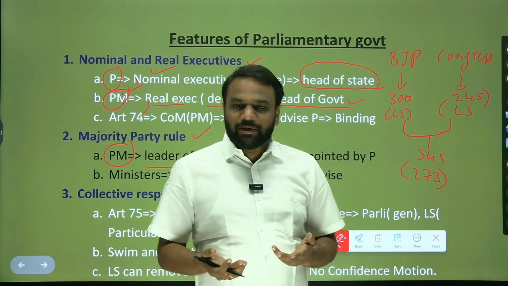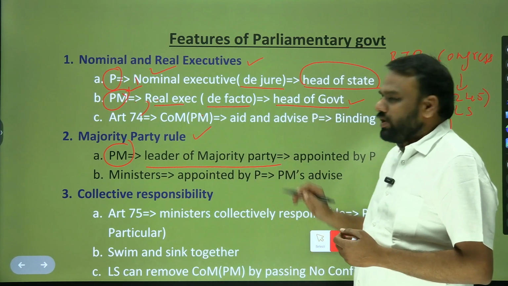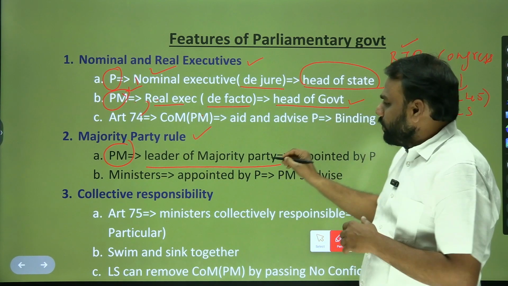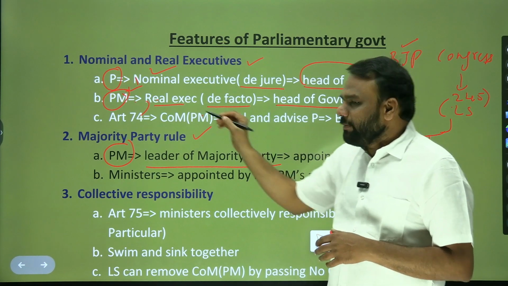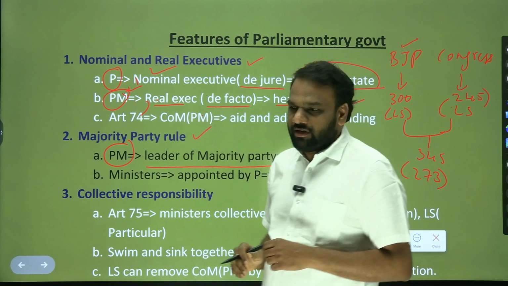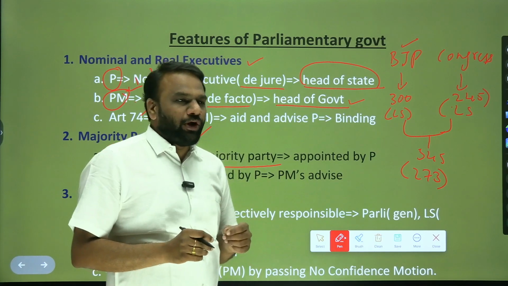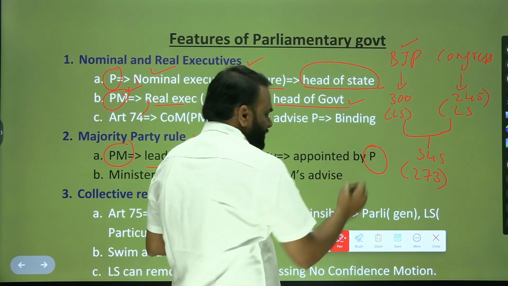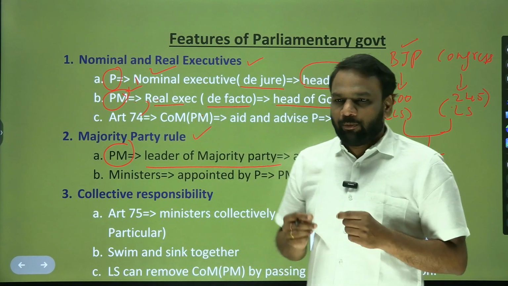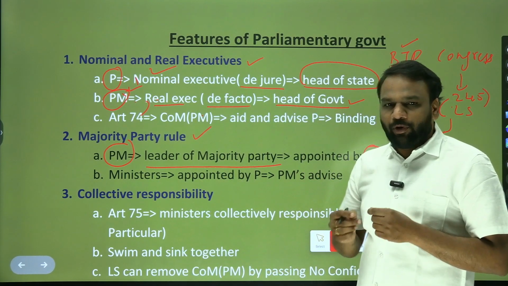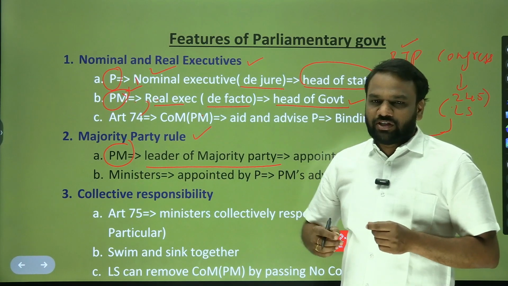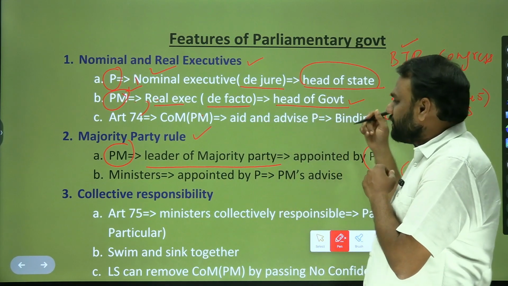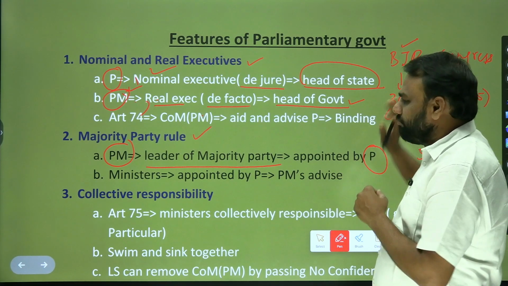So who will become Prime Minister? The leader of the majority party. Which is the majority party here? BJP is the majority party. So the leader of the majority party will become Prime Minister. But formally we require appointment. So who will appoint the Prime Minister? The Prime Minister is appointed by the President. But can the President appoint anyone? No, he does not have that choice. He has to appoint the leader of the majority party, and in this example, the leader of the majority party comes from BJP.